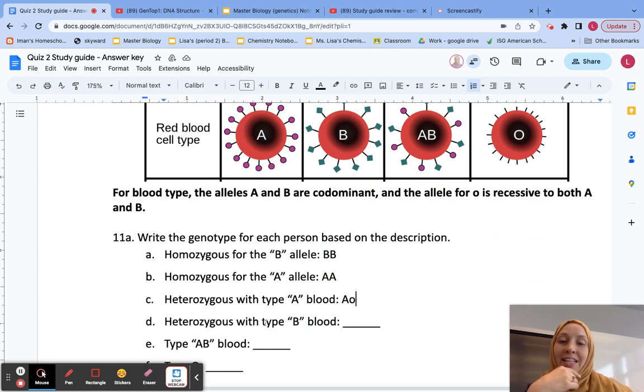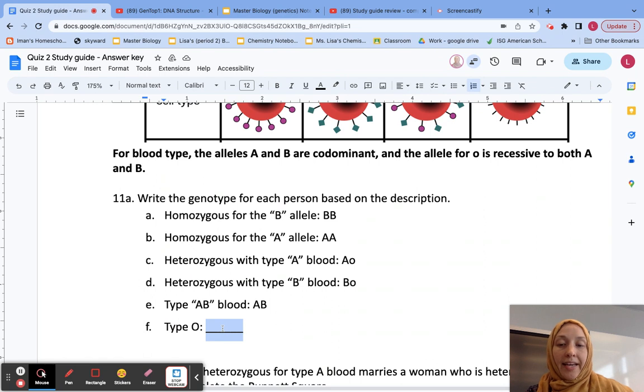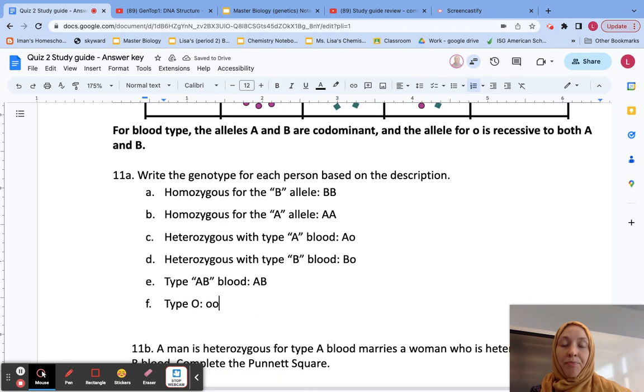All right. Heterozygous with type B blood. Well, that would be the same thing. I'm heterozygous because I have two different alleles, but I have B blood because O is recessive to B. And then AB blood, I'm heterozygous. I'm expressing both alleles. So this is codominance for AB. In type O blood, in order for me to have the recessive phenotype, I must have two recessive alleles. Okay, so this would be my genotype.